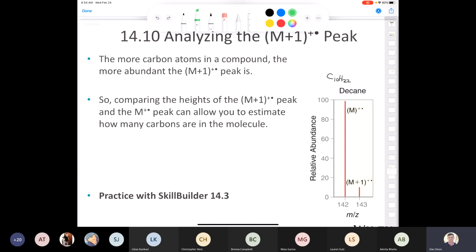And so the take-home message, the whole point of section 14.10, could be summarized in this sentence right here. If you compare the heights of the M+1 peak to the parent ion, you can estimate how many carbon atoms are in the molecule.